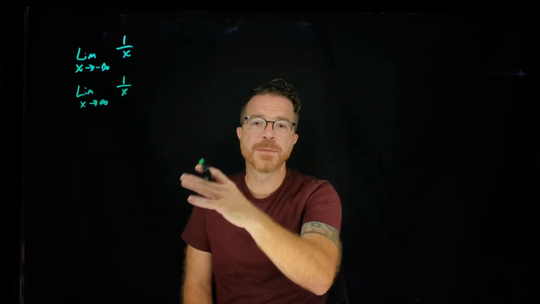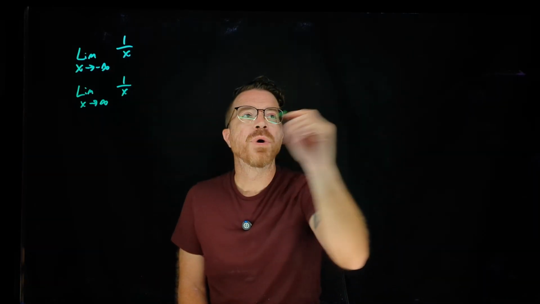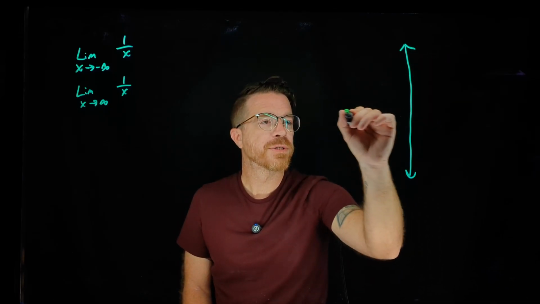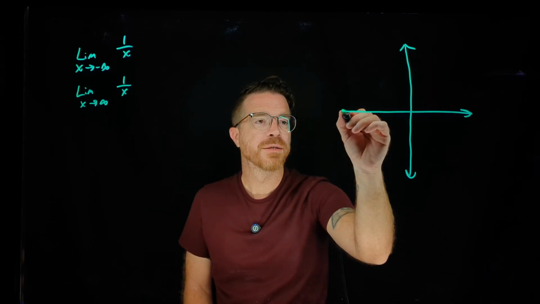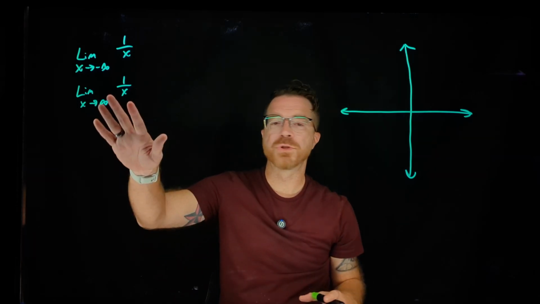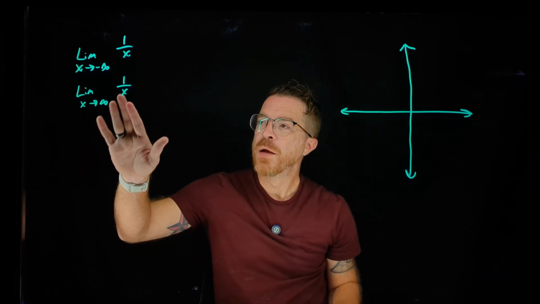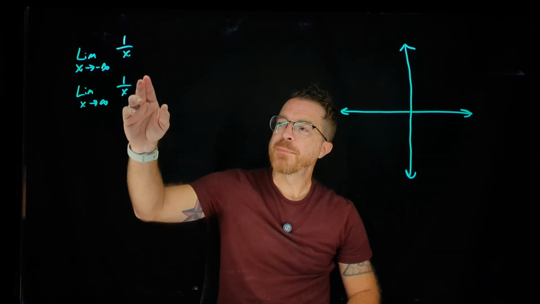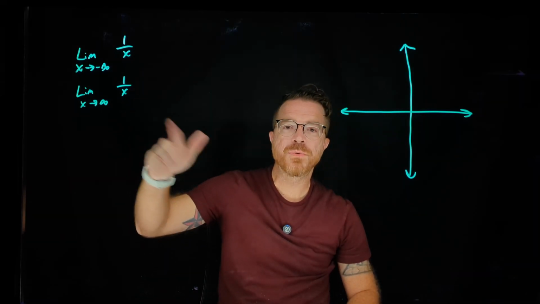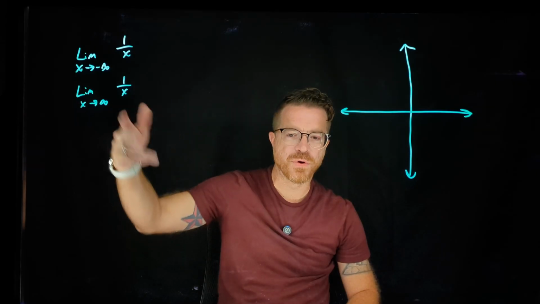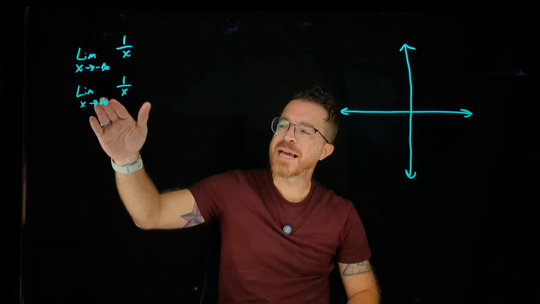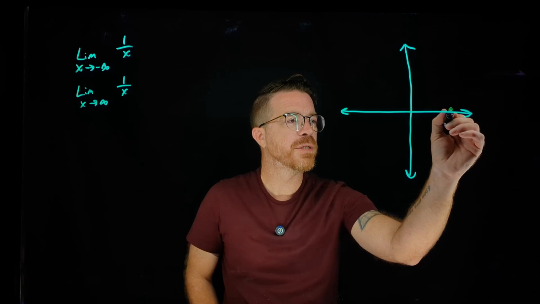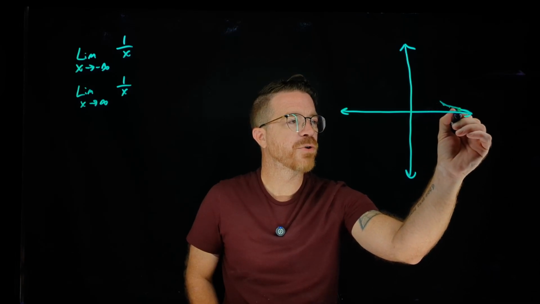If we look at the behavior of this function, what happens as we go to larger and larger numbers to the right? As x increases, going to infinity, if I plug in 1, I get 1 over 1, which is 1. If I plug in 2, I get 1 over 2, which is 1/2, then 1/3, 1/4, 1/5. So as I go to the right, I'm getting closer and closer to 0. I'm just going to draw it like this for now.